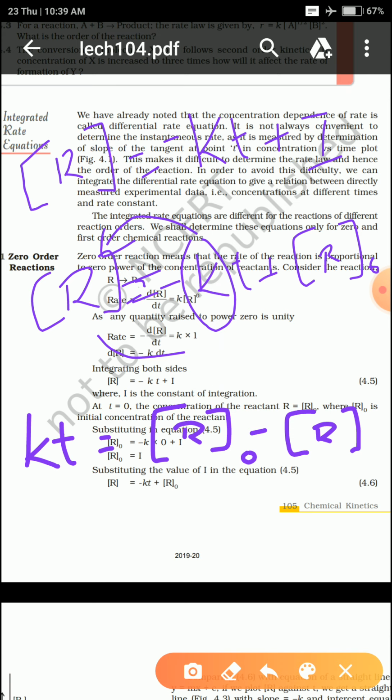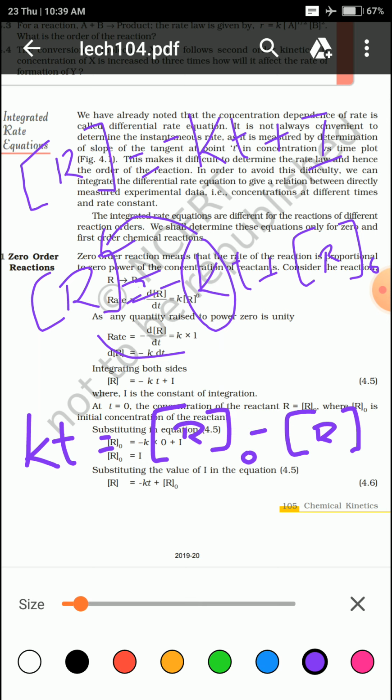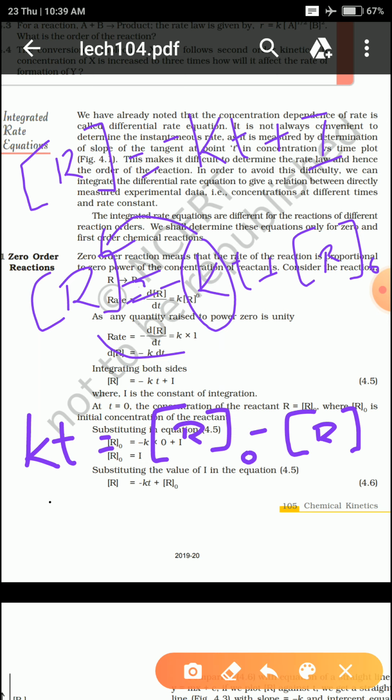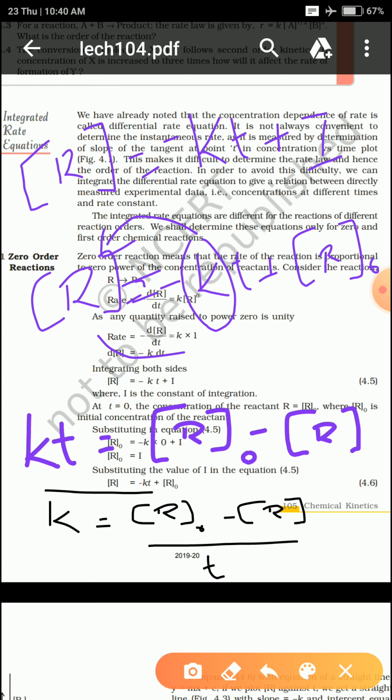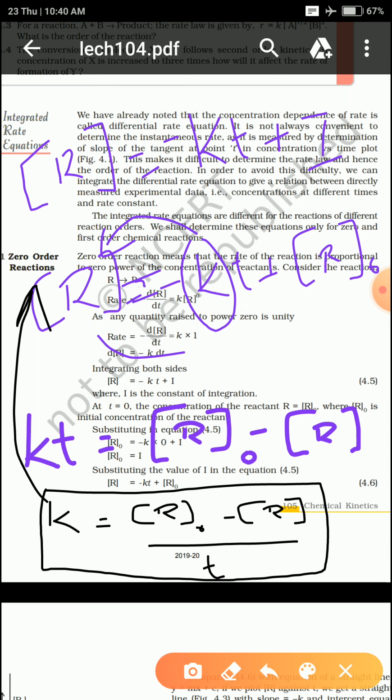So what will be the value of k? k equals R0 minus concentration of R, initial concentration minus final concentration, divided by the time. This is the value of the rate constant for a zero order reaction. I hope you understood how to derive the equation.